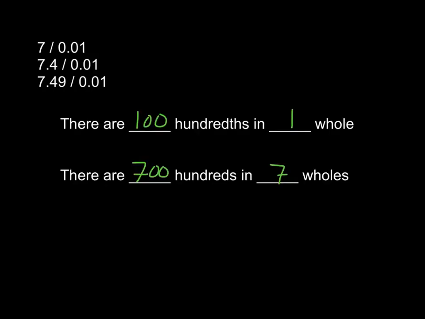For the first problem, it's pretty straightforward. There are 100/100ths in one whole, so then there must be 700 hundredths in 7 wholes. And then we can use that information for 7 and 4/10.